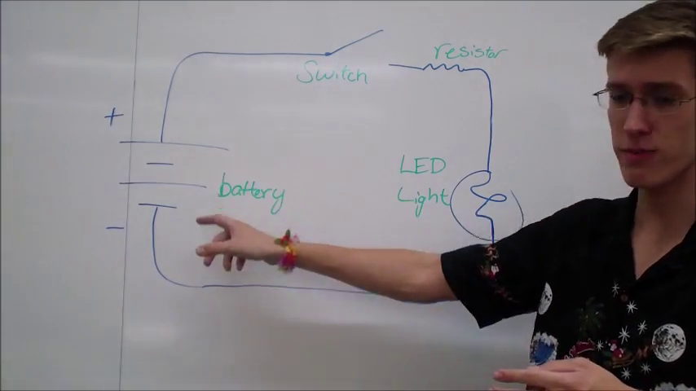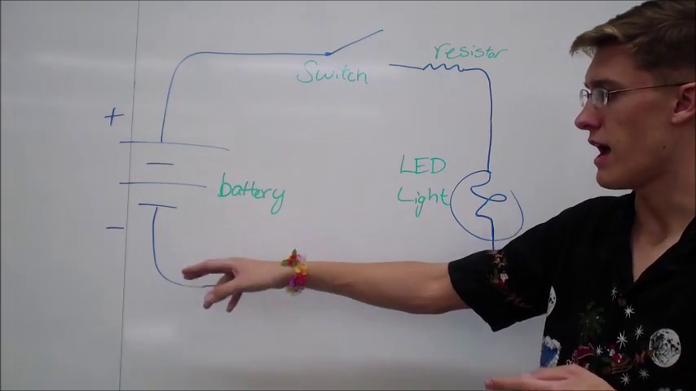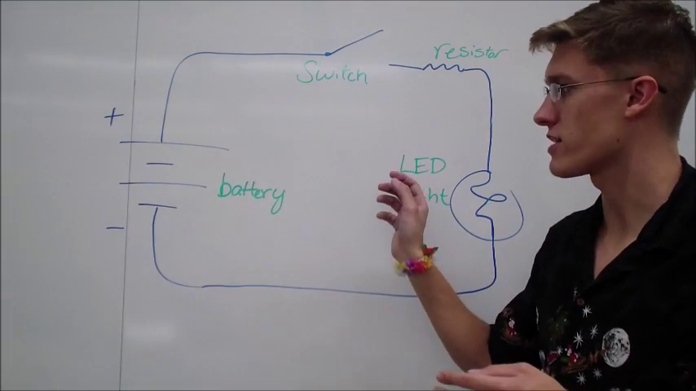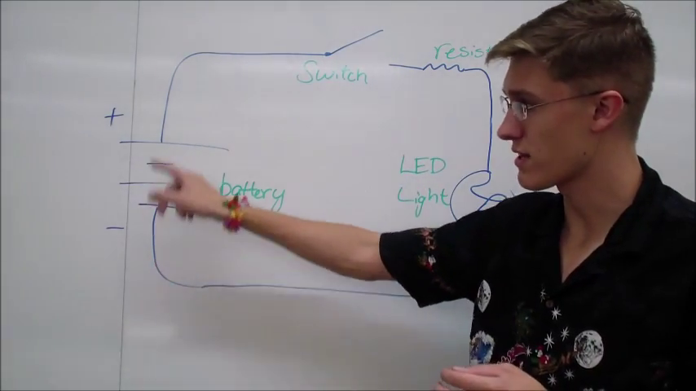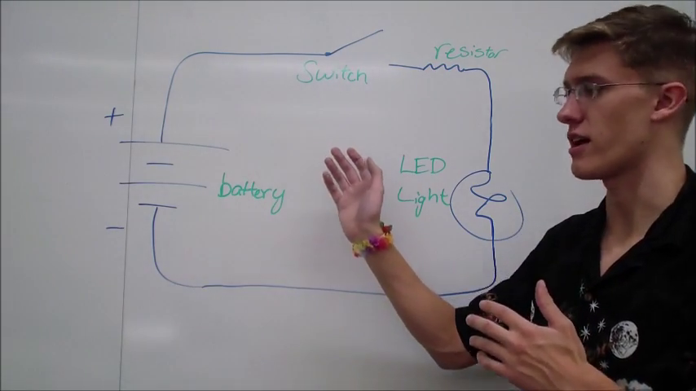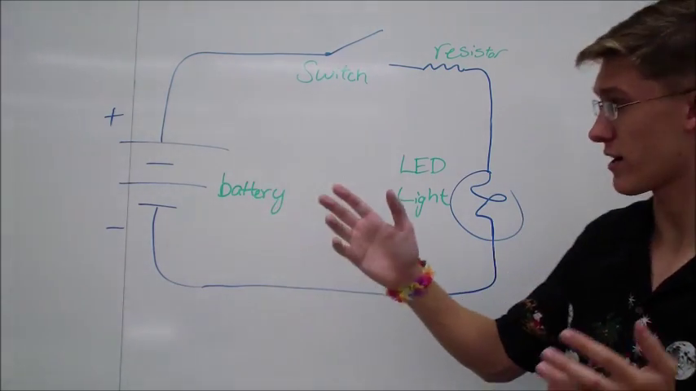This symbol right here represents a battery, and it goes from negative to positive. It flows in the clockwise direction because it goes from negative to positive, but it's not always necessarily in the clockwise direction, as we'll see later, but that's not important right now.